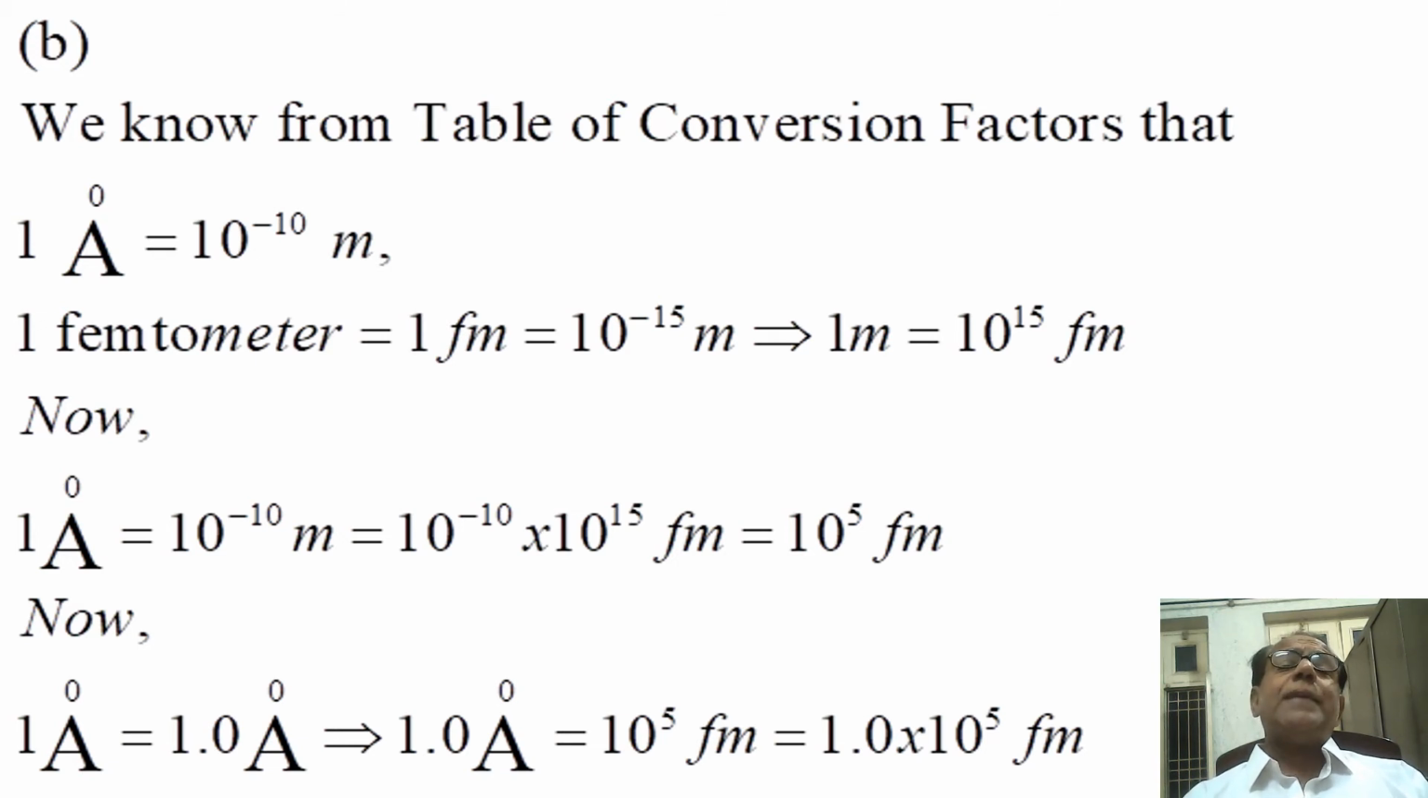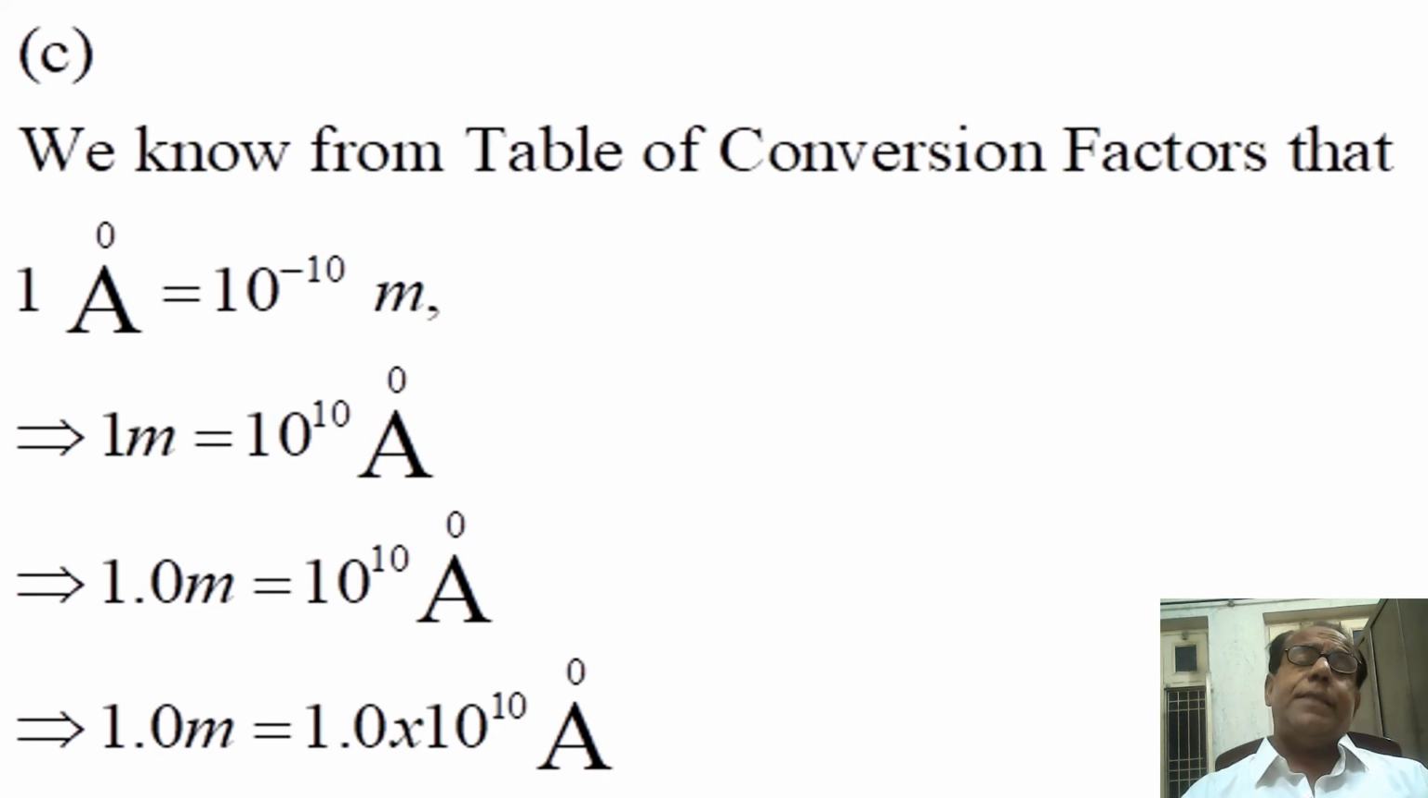Now 1 angstrom can also be written as 1.0 angstrom. Then this will imply that 1.0 angstrom is equal to 10 raised to the power 5 femtometer, which is 1.0 into 10 raised to the power 5 femtometer. Once again, we have made minor repetitions to obey the pattern in which 1 is written as 1.0. Now we come towards part C.